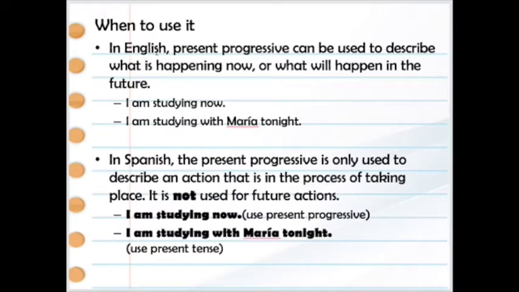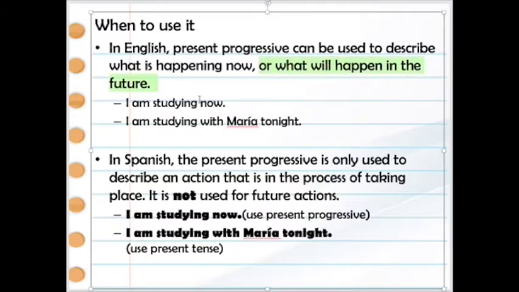So when do we use it? So in English we use it when we describe something that's happening now or what will happen in the future, right? So I am studying now. In Spanish we say ahora. I am studying with Maria tonight. Esta noche. Say esta noche, tonight, this night, right? So in Spanish, we use it only to talk about something that's in the progress of taking place, and we do not use it for future actions. We have a different way of saying that, right? So I am studying now. We're going to use the present progressive. And then I am studying with Maria tonight, we use the present tense.